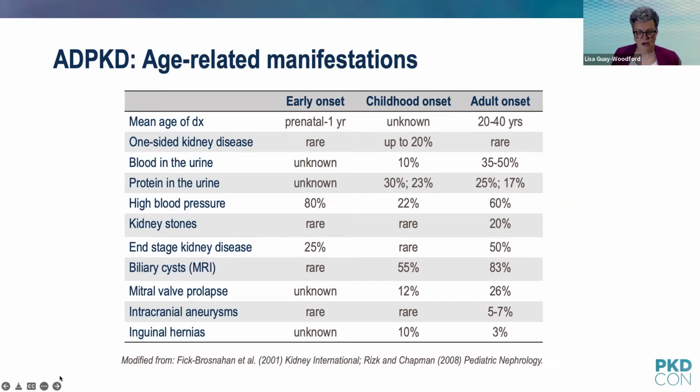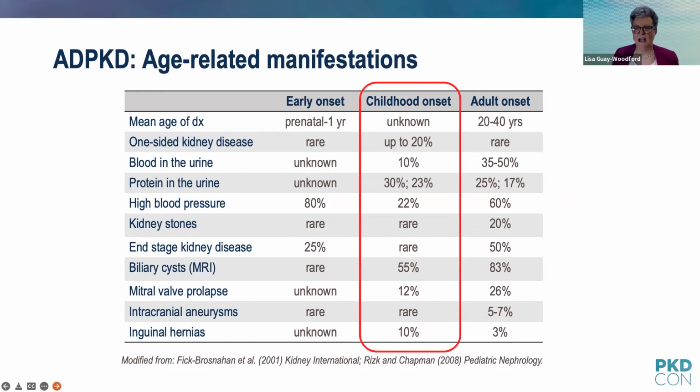The lion's share of patients with clinically significant ADPKD are diagnosed in childhood. And they're diagnosed in childhood because they have blood in their urine, protein in their urine, high blood pressure, rarely kidney stones. These children, when you look at them from an imaging perspective, particularly with sensitive imaging like MRI, you can see liver cysts. But again, these are unusual. It is unusual for these liver cysts to be clinically symptomatic.